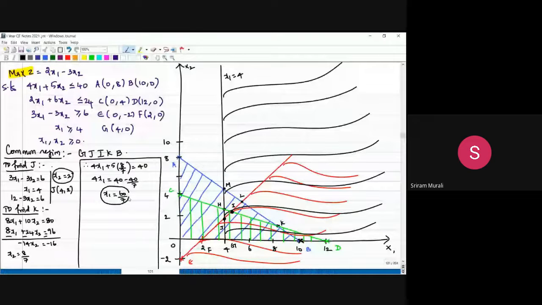Then you will get what is this k? K is 60 by 7, comma 8 by 7. And the last case is to find what? To find I. To find I, what I have to do? You have to solve these two equations.